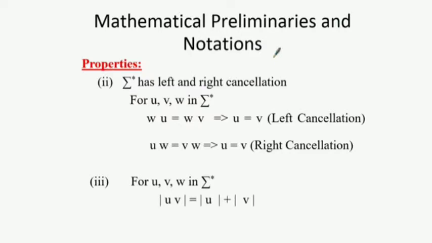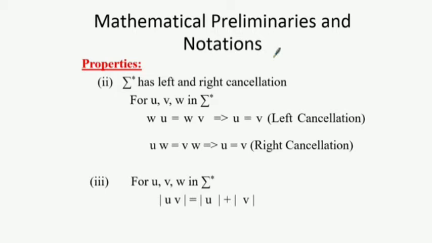Now in sigma star, when you cancel the left side and right side, you will get both equal. You can see wu equal to wv. On the left side and right side you have two equivalent strings. When you cancel them, finally u is equal to v. Similarly, if you have uw equal to vw, the same string on the right side, this is called right cancellation. If we cancel that w, again u equals v.